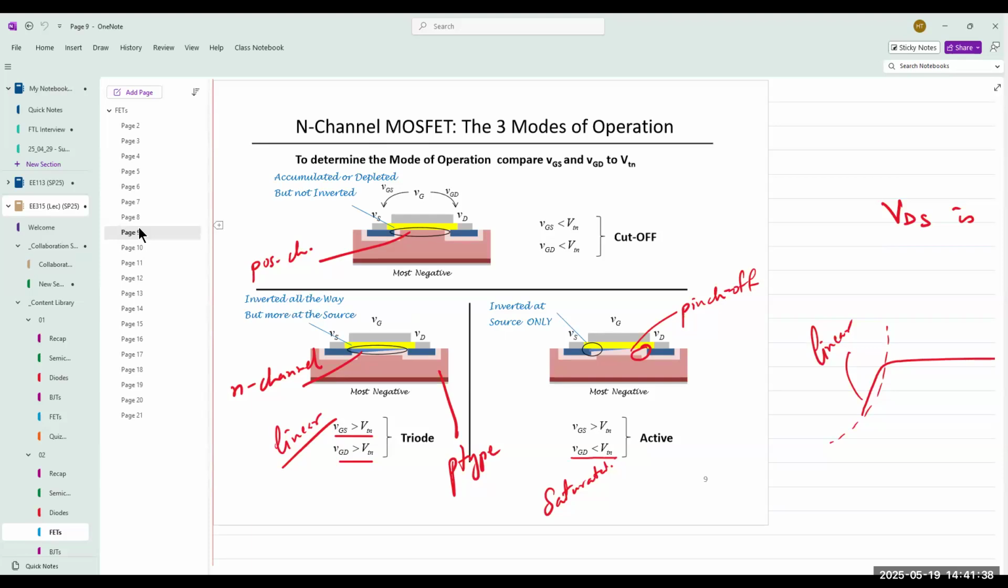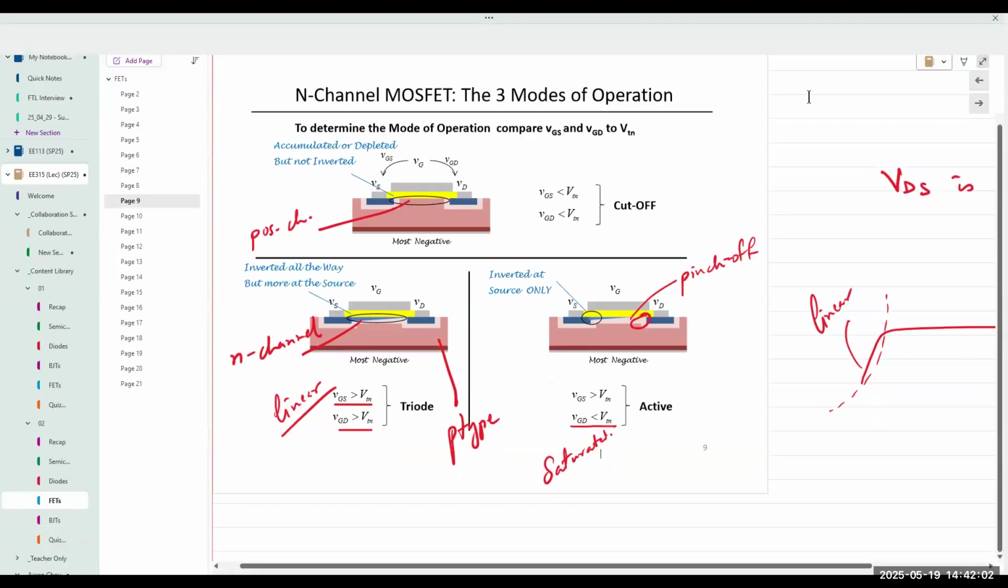Once the channel is available, we can apply a potential difference between these two regions and current would start to flow. If it's two N-type regions, we create an N-type channel. If it's two P-type regions, we create a P-type channel. And so that's the name of the device, N-channel MOSFET and P-channel MOSFET. This particular example was about an N-channel MOSFET.